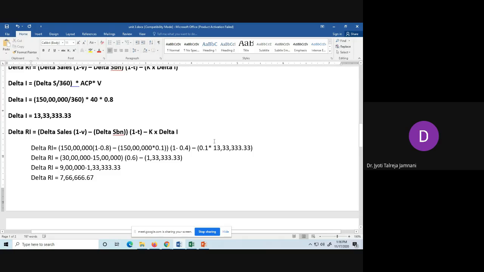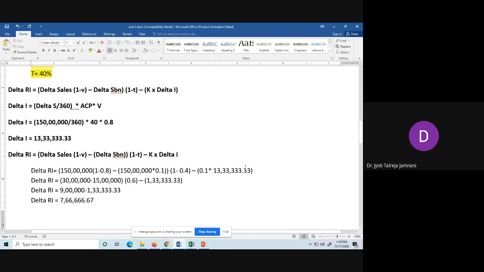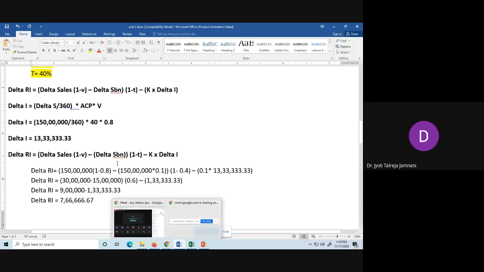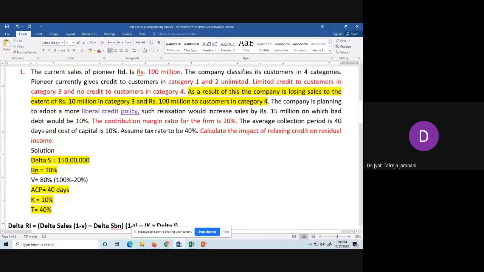Any doubts in this problem as to how we got the value? No, ma'am. Ma'am, only that K value I didn't understand. The K value is 10%, given in the question. See here, 10%. Here, I'll show you.